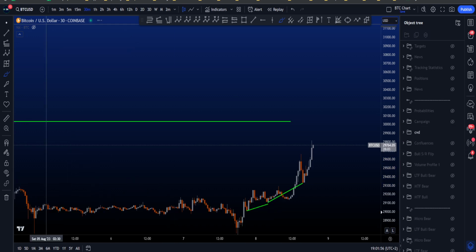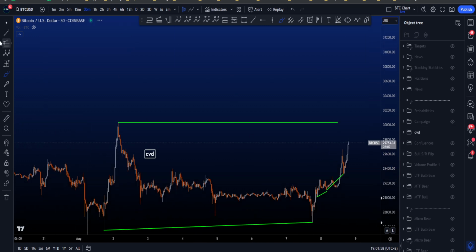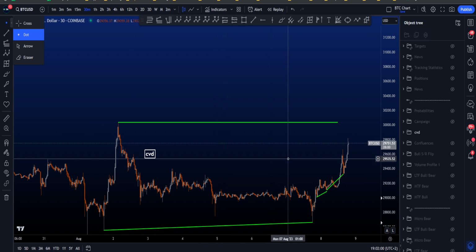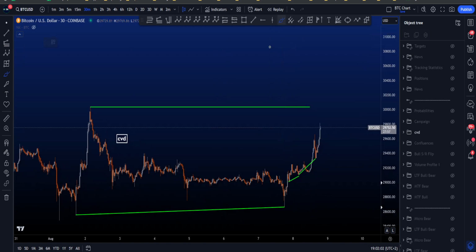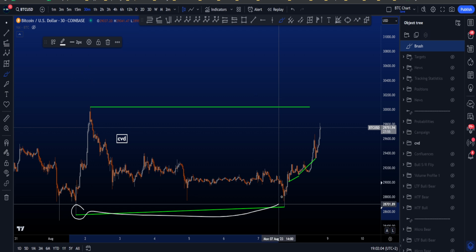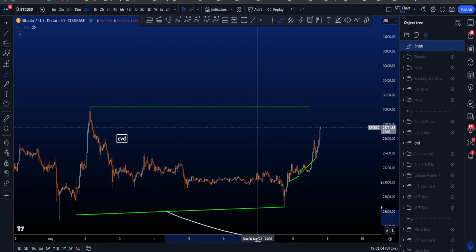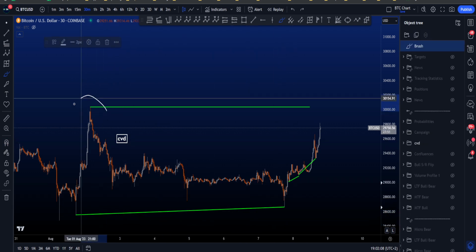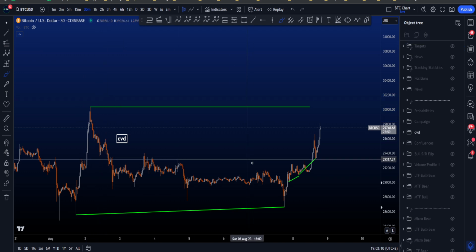If we look at the CVD divergences, it's been playing out very nicely. You gotta love CVD divergences, right? We had a higher low over here, right? Higher low on price, lower low on the CVD. Bullish CVD divergence. The target is this high over here at 30k.